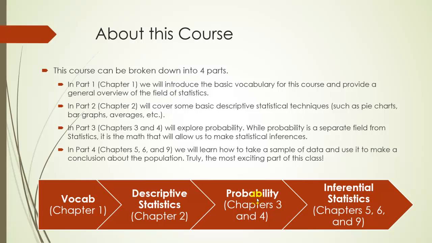For Part 3, which is going to be Chapters 3 and 4 in your textbook, we will explore the field of probability. Probability is a mathematical field. It's not specifically part of statistics. However, it is going to allow us to go from just describing a sample to use this math of probability to make inferences about the population, which is Chapters 5, 6, and 9, inferential statistics. This is really exciting, being able to take a piece of sample information and from that make some conclusion about a much bigger group of people. It really is the most exciting part of the class.